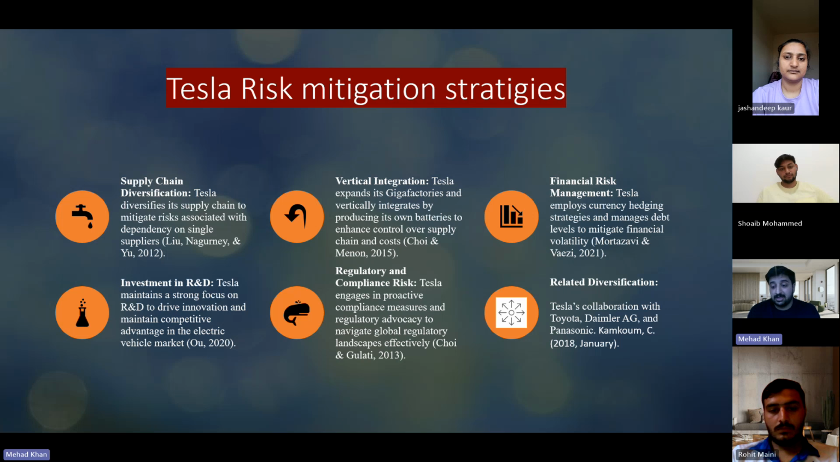Next is the related diversification. As I mentioned before, Tesla is currently creating a win-win situation for itself and for the others by creating collaborations, or you can say joint ventures, with different companies like Toyota, Daimler AG and Panasonic. Panasonic is important because it is a company which is going to make batteries for Tesla, and the battery is the backbone of the car for Tesla. So Panasonic is creating a battery for them in collaboration with Tesla. So these were the strategies that Tesla adopted previously to avoid the risks.